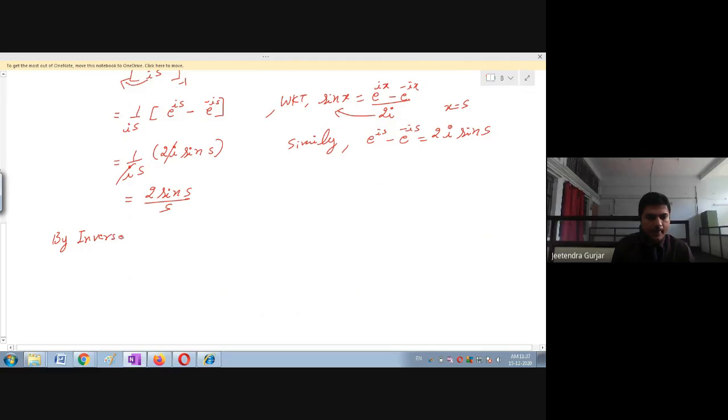inverse Fourier transformation, students.